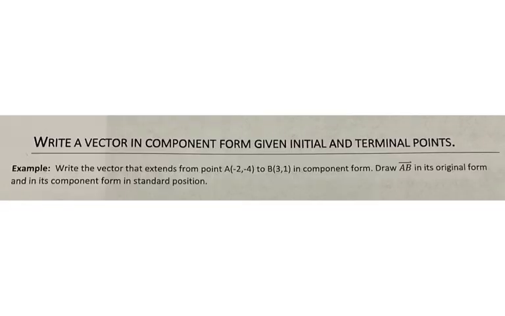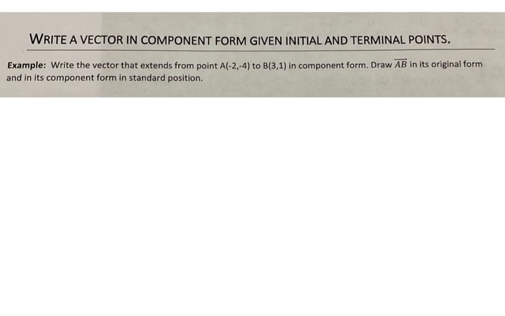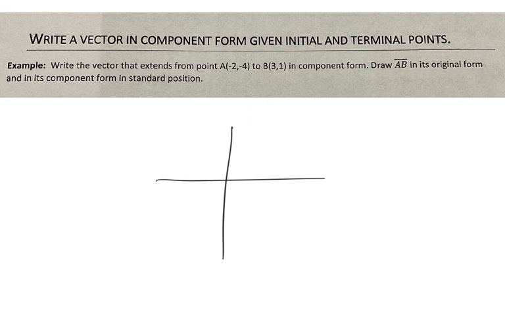Next, write a vector in component form given the initial and terminal points. So here, it's not starting at the origin, right? That's my problem. So it tells me the vector starts at, so again, let me tell you this. Direction matters. So you see how this is vector AB? That's different than vector BA. This means I start at point A, I end at point B.